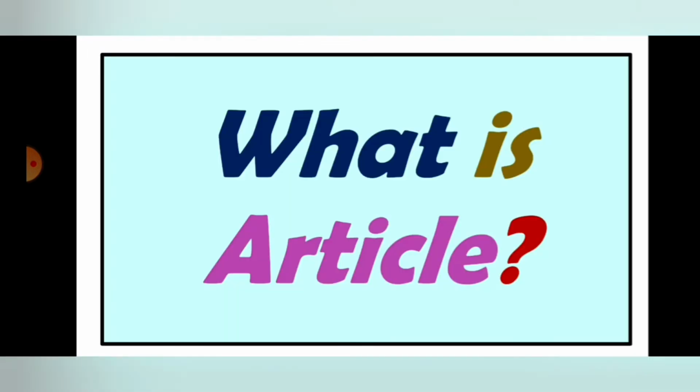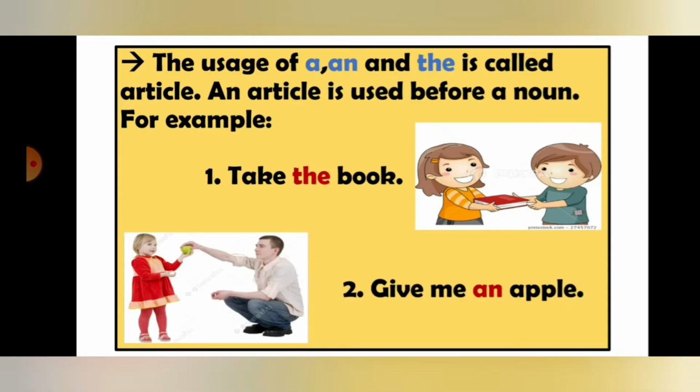Okay, so before starting the discussion, we need to know what an article is. The definition of article is: the uses of a, an, and the are called articles. An article is used before a noun. This definition is also given in your book. You can learn from there, and for your betterment, I have also given the definition here. You can collect it from here also, and you can write the definition in your CW copy also.